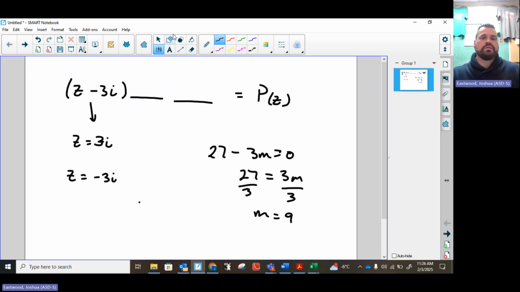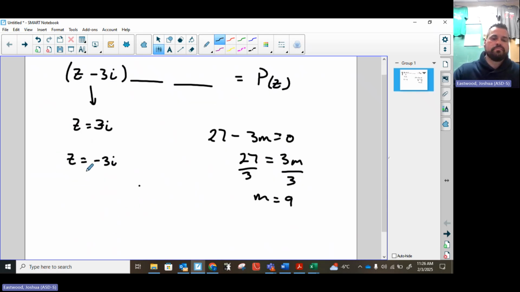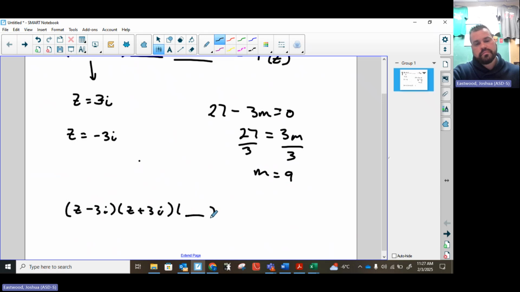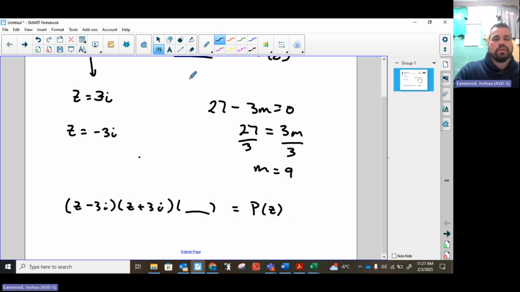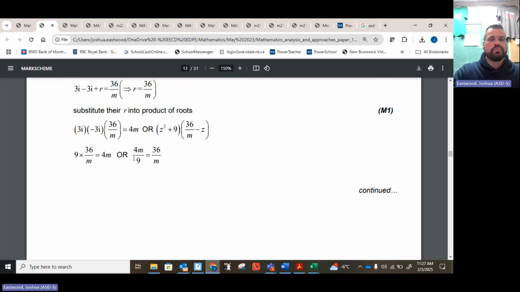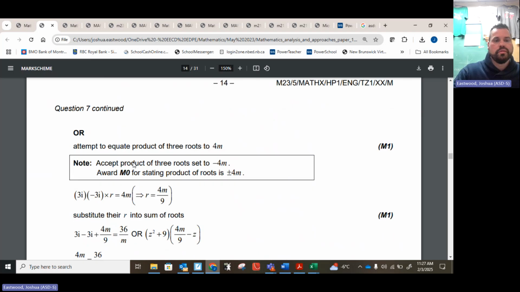Once you know that m is 9, now you can write out your equation, because the question asks you to find all the roots. And whenever you have a cubic, you have three roots. So we know that it's z minus 3i times z plus 3i, and then times some other factor, and that has to equal our polynomial in terms of z. We're looking for that third root. Okay. So once you've got m to be 9, we're going to skip through some of these because you don't need to do all of them.